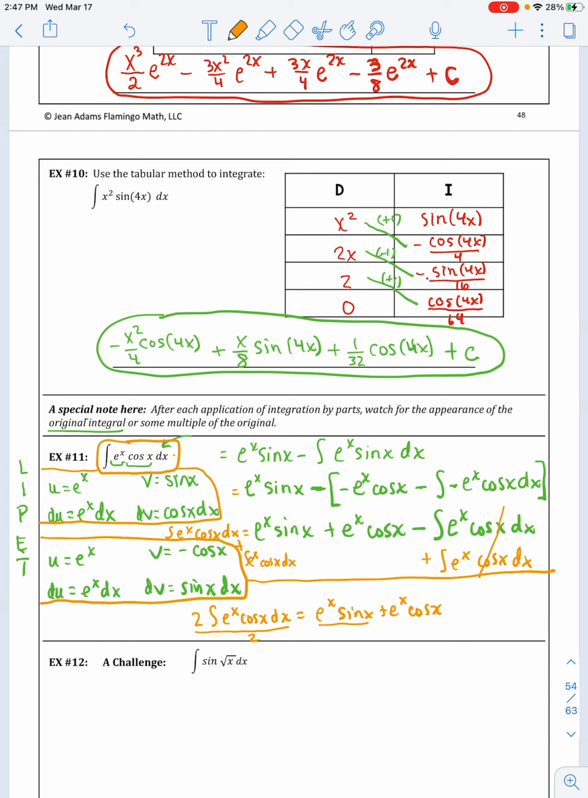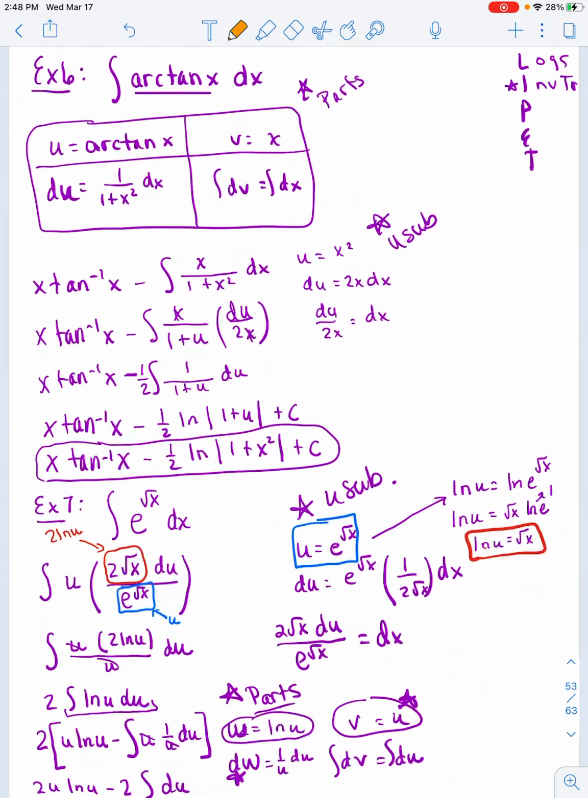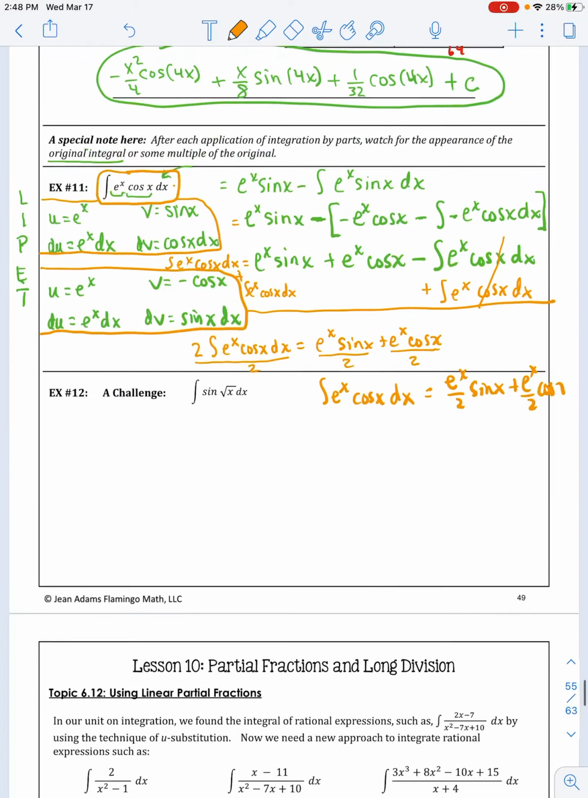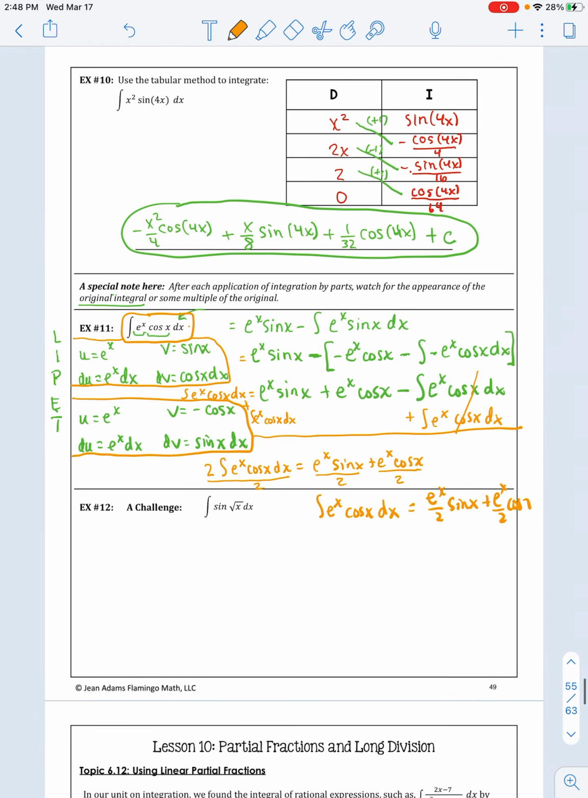And then we can divide both sides by 2. Or if you want to think about it as dividing everything by 2. Now, when you're using this method, you have to remember to put your plus c on the end, because this is an indefinite integral. And so this is going to be e to the x over 2 times the sine of x plus e to the x over 2 times the cosine of x. And then plus c. So this is your answer.